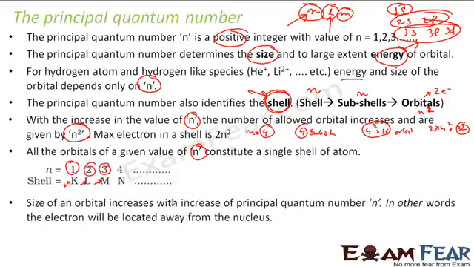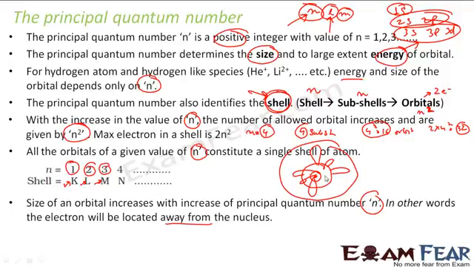The size of the orbitals increases with the increase in principal quantum number. That means the electron will be located farther from the nucleus. I showed you the diagram where this is my first shell, the second 2s, and then these are my p shells, and then again you have one more s shell. If you see, the size of the orbitals is increasing with the increase in quantum number. This is 1, for this the quantum number is 2, here the quantum number is 3. All three are s, but the size of the orbitals increases.